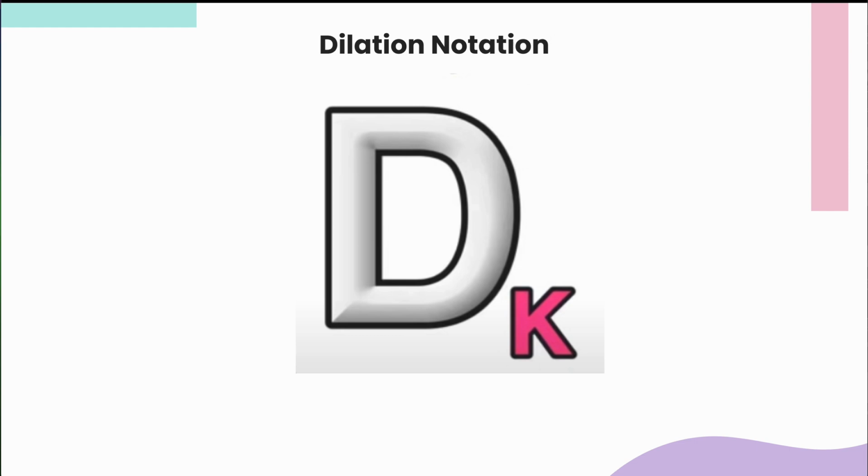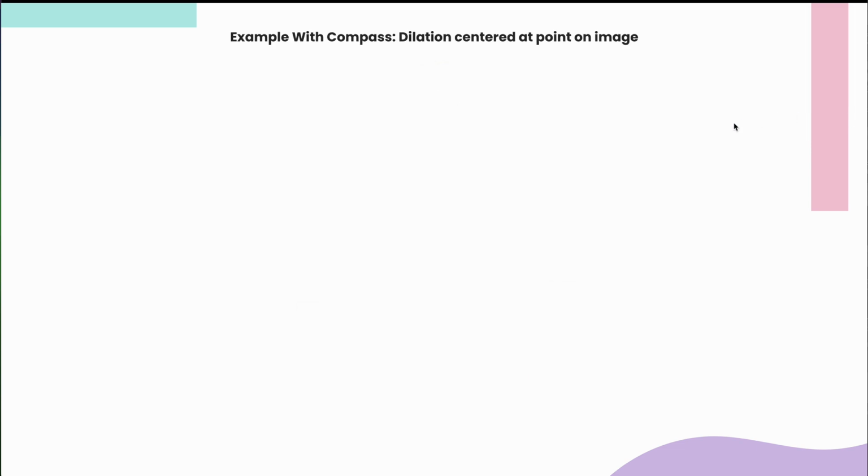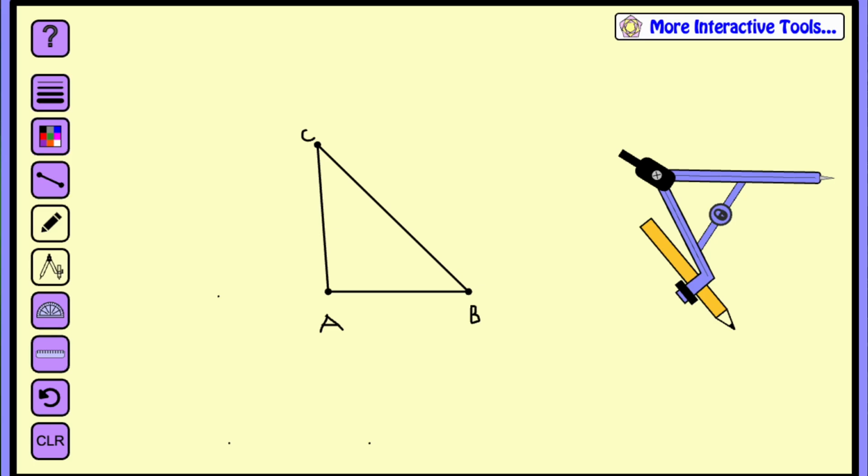Now, this is dilation notation, so we always have this capital D, and then we have this subscript K, and again, remember that subscript K is the scale factor, and it can be 1, less than 1, or greater than 1. So we're going to do some examples. So the first example, we are going to deal with dilations with a compass.